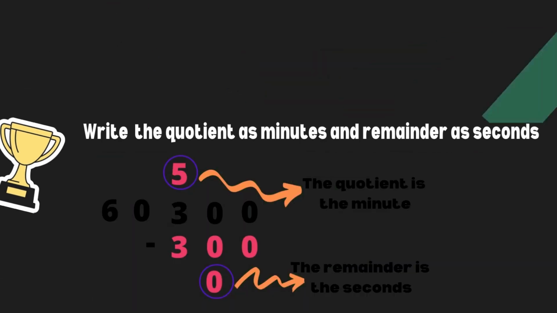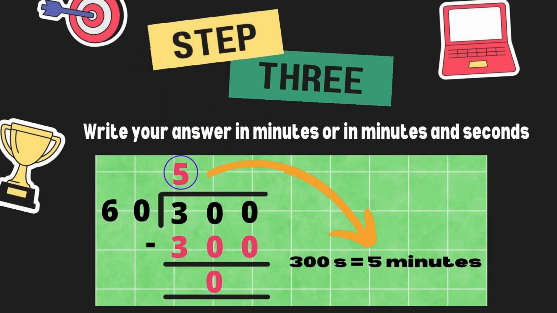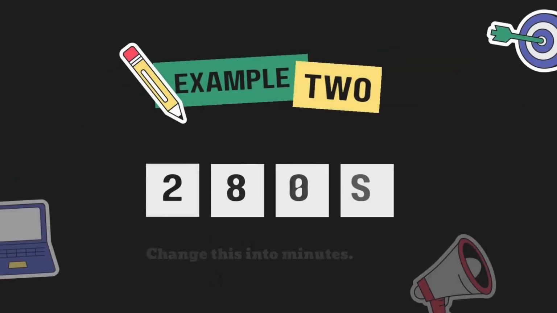the answer will be 5 minutes. Yep, you can see there, 5 minutes. So 300 seconds is equal to 5 minutes. That brings us to the last step, which is to write your answer in minutes, or if you have a remainder, that will be in minutes and seconds. Okay, let's look at example number 2.